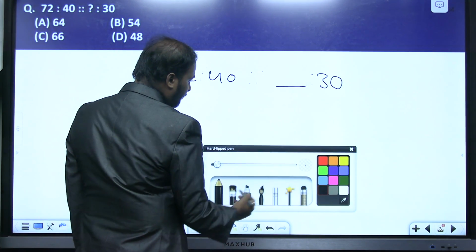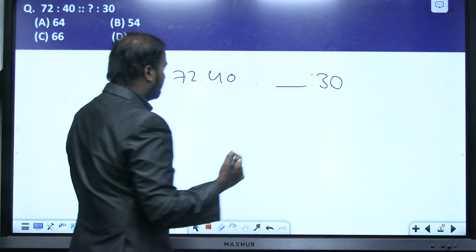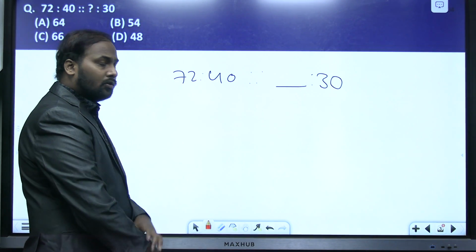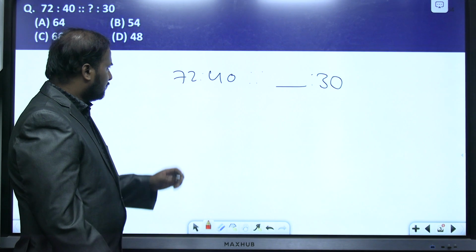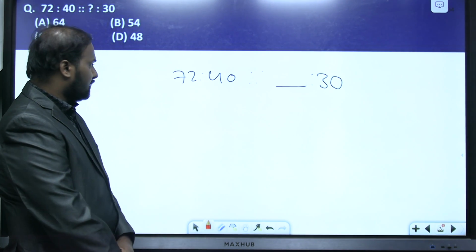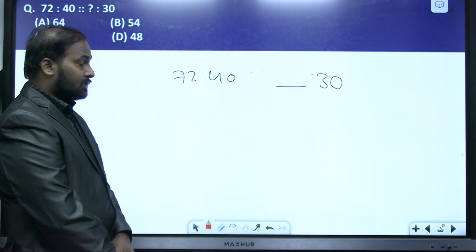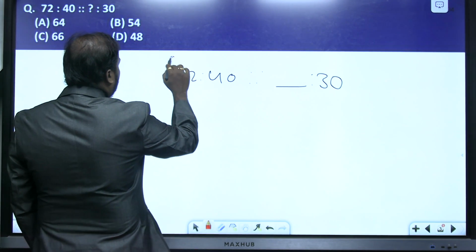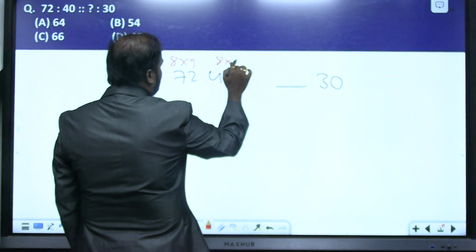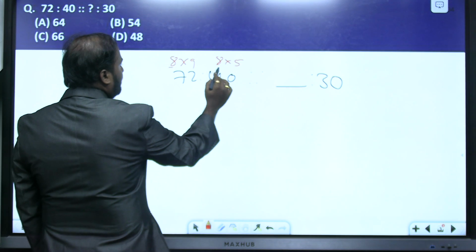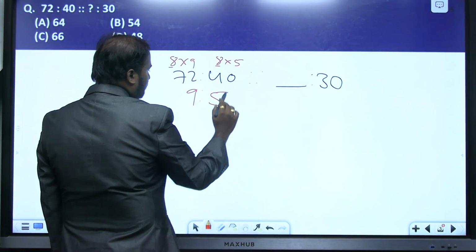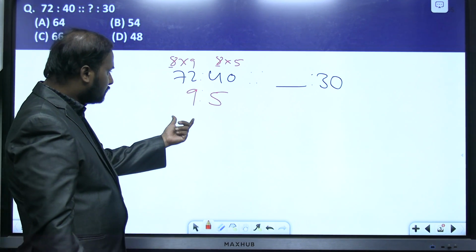First we have to think, is 72 near any square or is it near any cube? No. But is there any common factor between 72 and 40? Yes, there is. So what is that? 8. So 8 nines are 72, and 8 fives are 40. This is common, 8 and 8. Now what is the ratio? That is 9:5. So it is based on a factor.